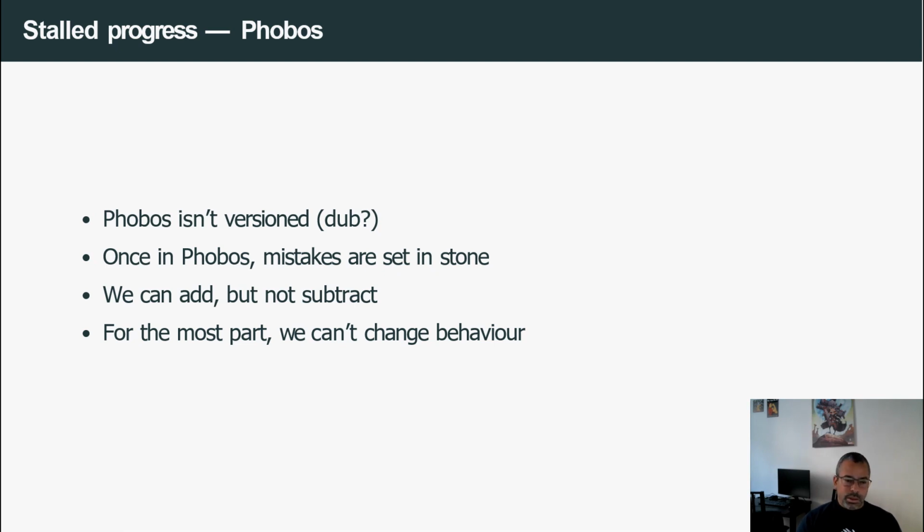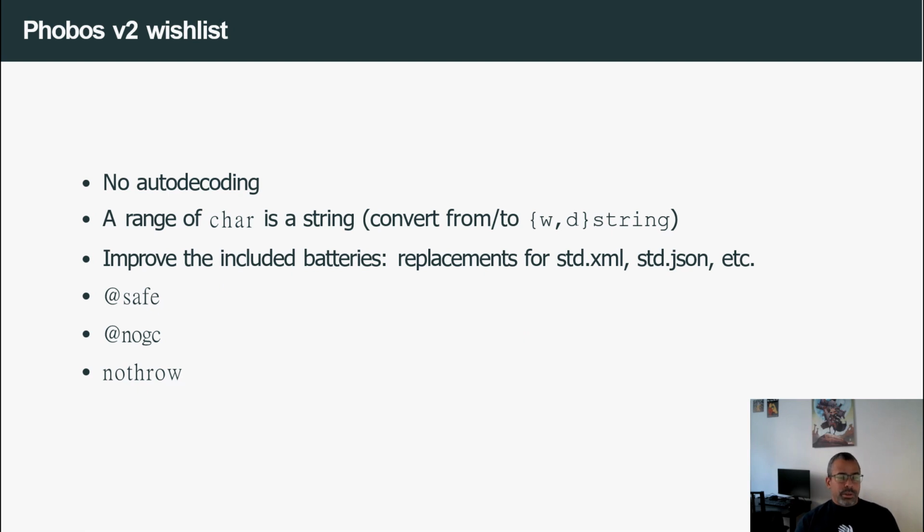So this does also kind of stop us from moving forward. Again, we can add, but that has its own problems. So we've been talking about Phobos v2 recently. Let's get a version 2 of Phobos going in which we can get rid of all these problems. Let's move forward. Let's fix this. Let's have a solution. And the big one is, of course, no auto-decoding.